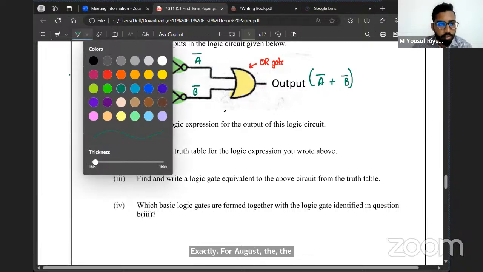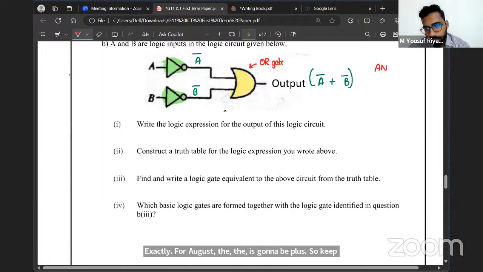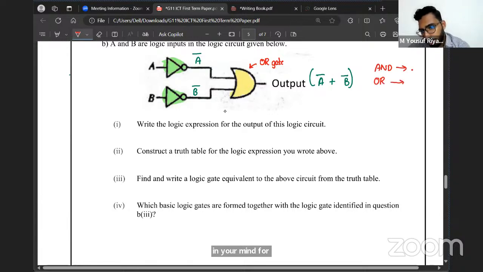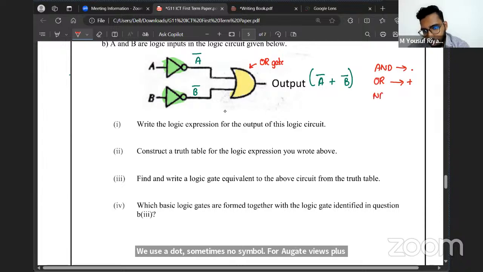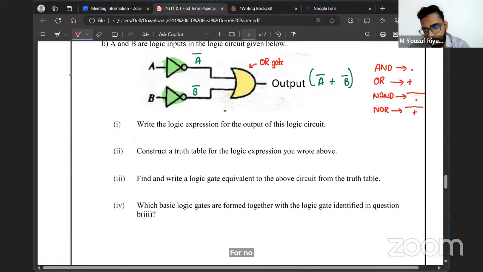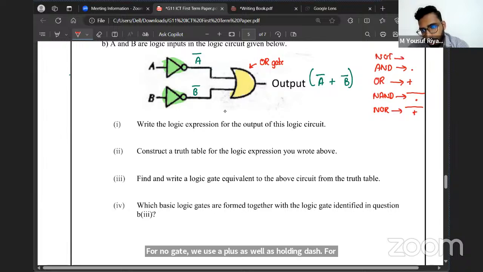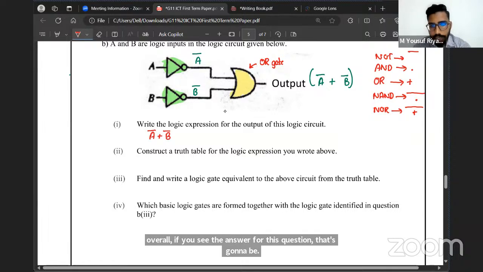So keep in your mind, for an AND gate, we use a dot, sometimes no symbol. For an OR gate, we use plus. For a NAND gate, that's the opposite of an AND gate, we use a dot as well as the whole thing dash. For a NOR gate, we use a plus as well as the whole thing dash. For a NOT gate, we just use the whole thing dash. These are symbols you have to know. So overall, the answer for this question is A dash plus B dash. Is that clear, all of you?